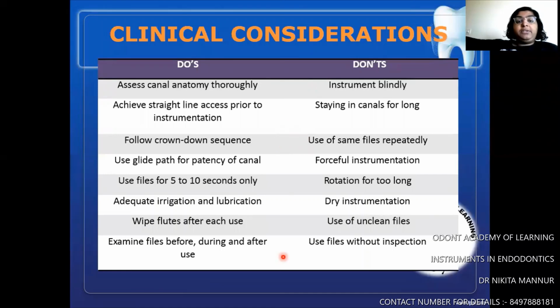Coming to the clinical considerations. So, the do's, what are the do's that we have to do? Assess the canal anatomy thoroughly, achieve straight line access prior to instrumentation, follow crown down sequence, use glide path for patency of canal. Use files for 5 to 10 seconds only. Adequate irrigation and lubrication between two files. Wipe flutes after each use. Examine files before, during, and after use.